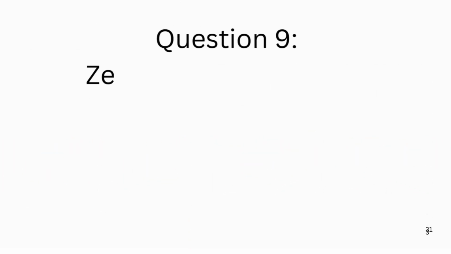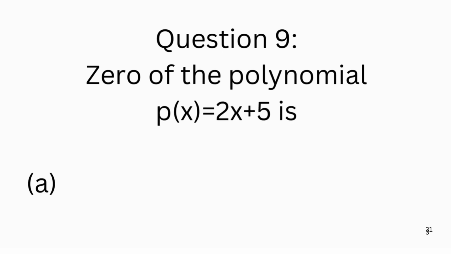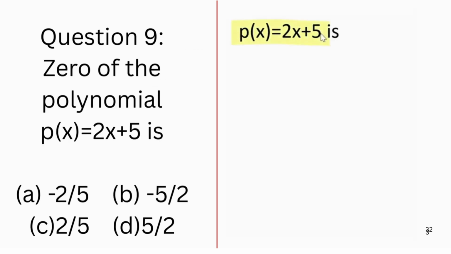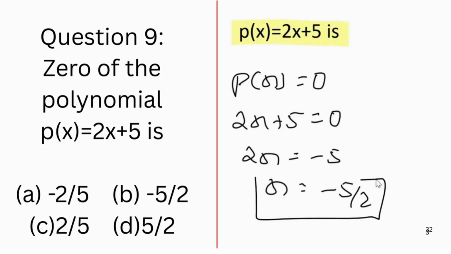Question 9. 0 of the polynomial p(x) equals 2x plus 5 is a negative 2 by 5, b negative 5 by 2, c 2 by 5, d 5 by 2. 0 of this polynomial is what? That is p(x) should be 0. So equating 2x plus 5 with 0, we get 2x as negative 5 and x as negative 5 over 2. So we'll say that negative 5 over 2 is the 0 of this.